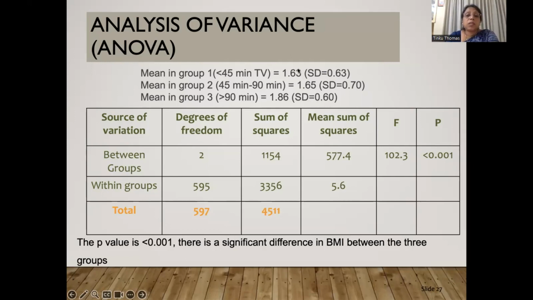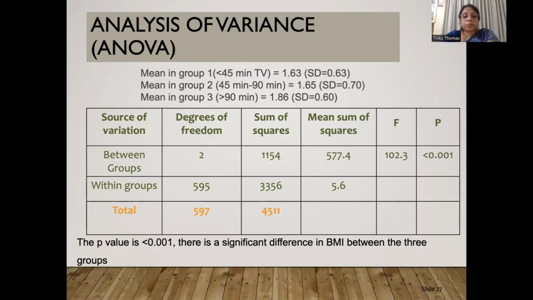Now the question is, are these different? Corresponding to the F statistic, the p-value is less than 0.001. Yes, less than 0.001. And therefore, we conclude that, yes, there is a difference between the three groups in BMI of the children.